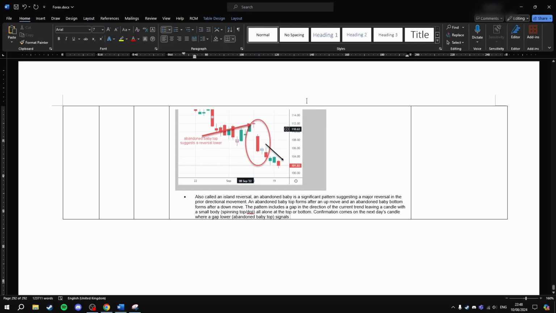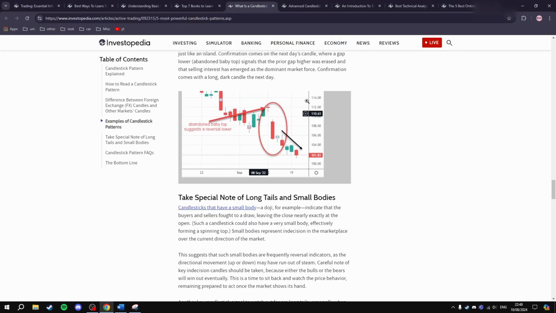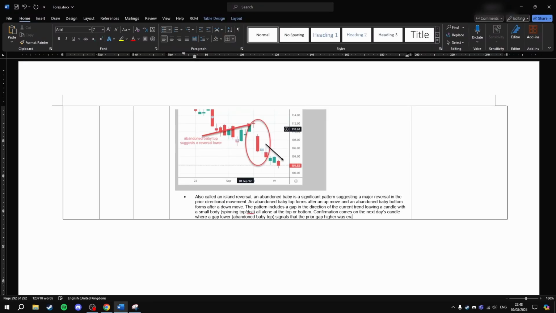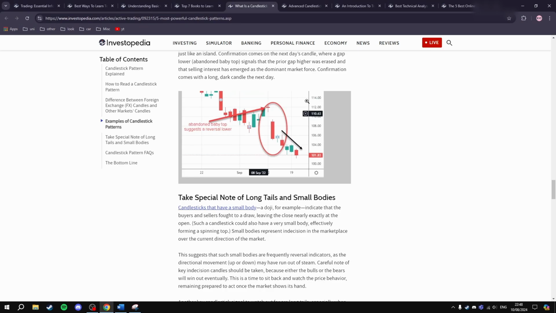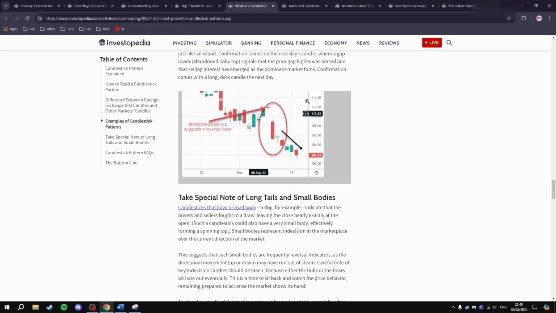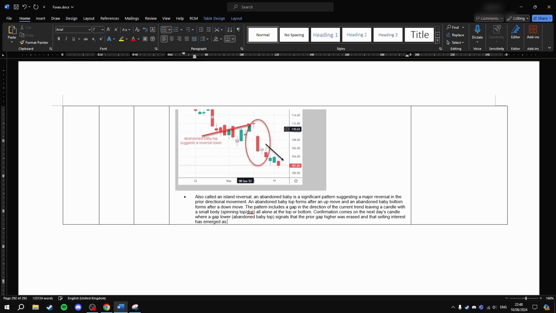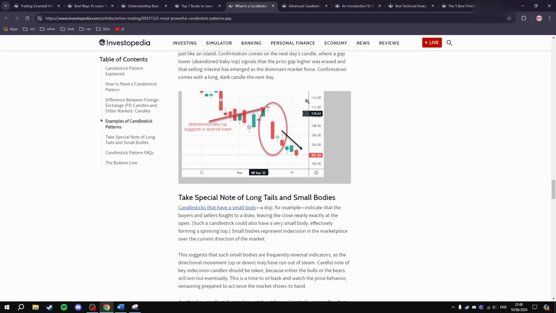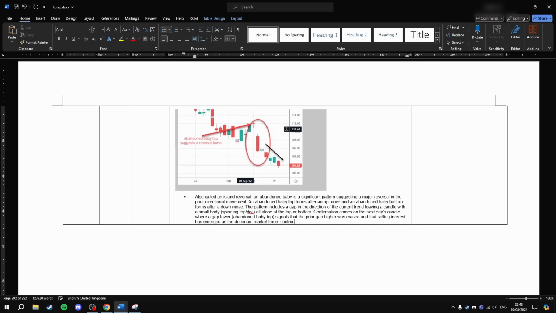Signals that the prior gap higher was erased and that selling interest has emerged as the dominant market force. Confirmation comes with a long dark candle the next day.